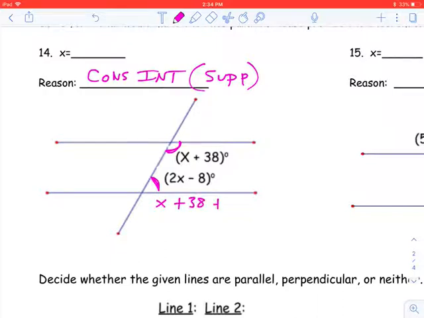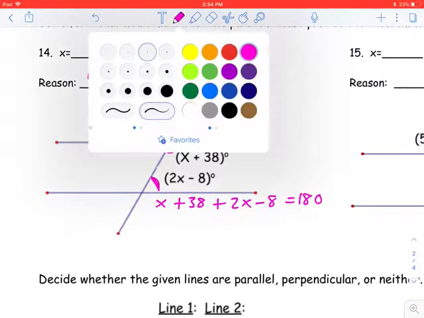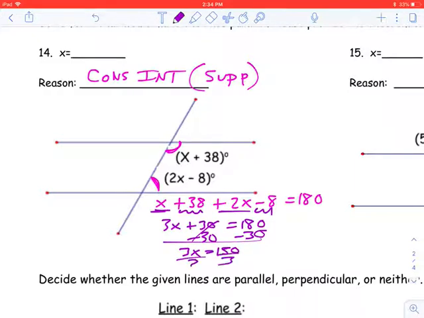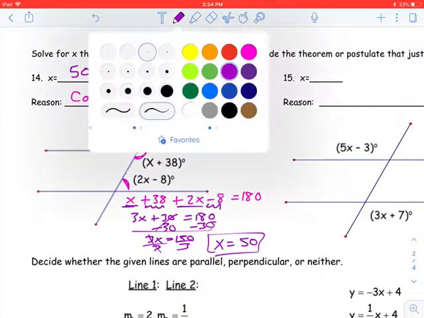So x plus 38 plus 2x minus 8 equals 180. When I solve, combine like terms, that's 3x. 38 minus 8, that's 30, equals 180. Then I get the x by itself, which is going to be 3x equals 150. Divide by 3, x equals 50. And there's my x value. Okay? So I look at the same thing over here.